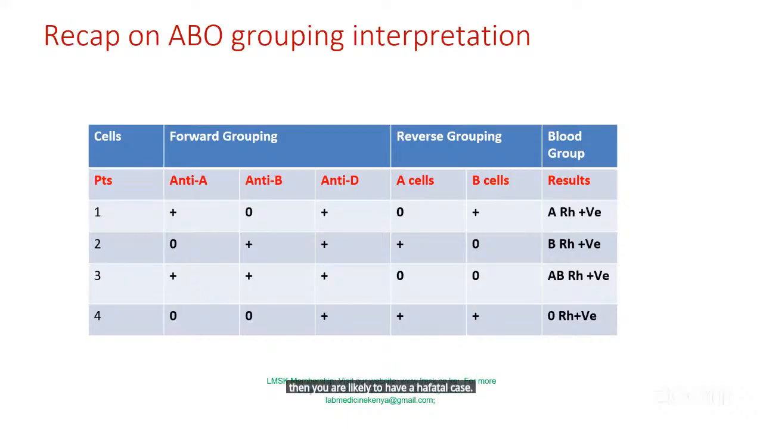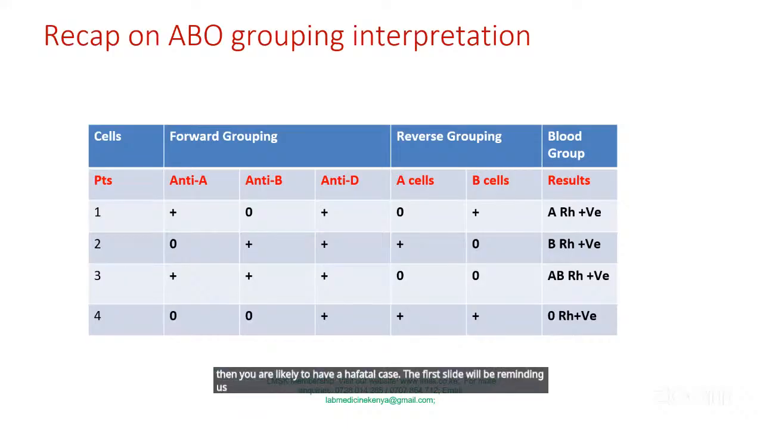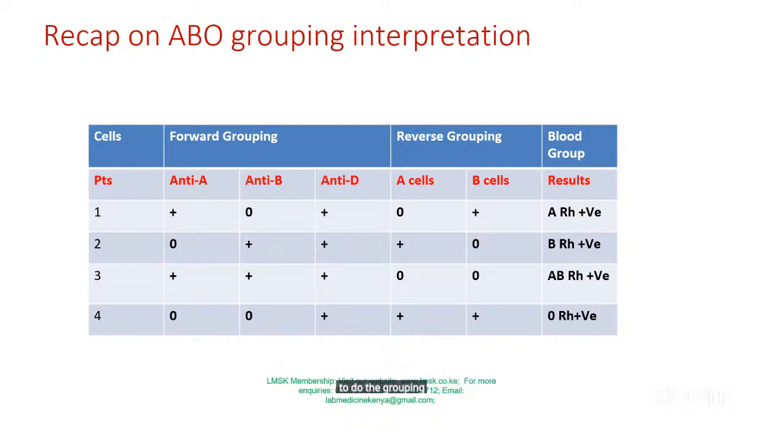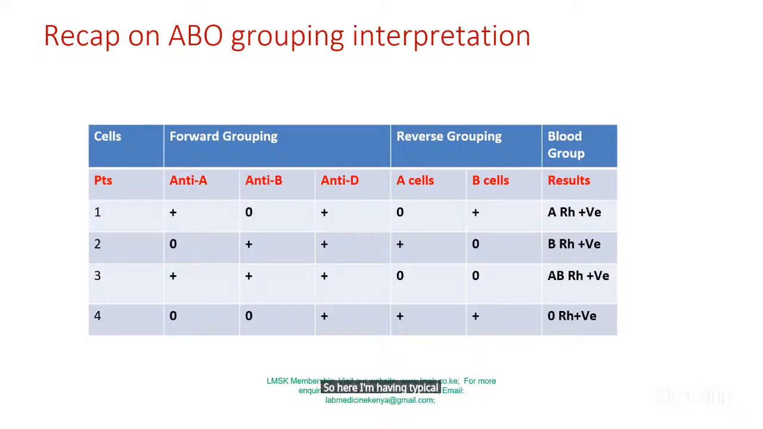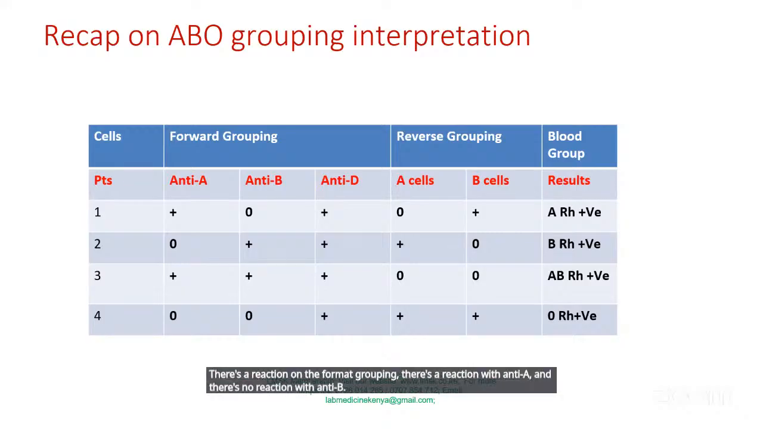The first slide will be reminding us on how to do the grouping, that is, interpretation. Of course, we are well conversant with the procedure, so I'll just take you through the interpretation. So here I'm having a typical 4 patients. Patient number 1, there's a reaction on the forward grouping. There's a reaction with anti-A, and there is no reaction with anti-B, and anti-D is reacting.